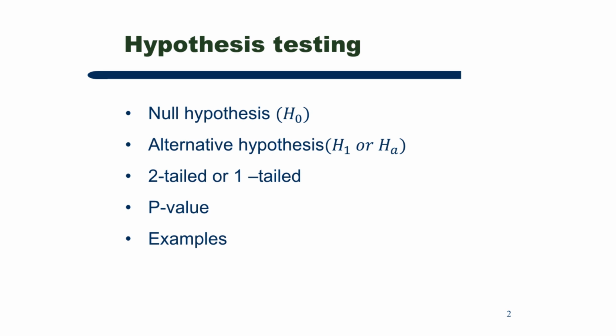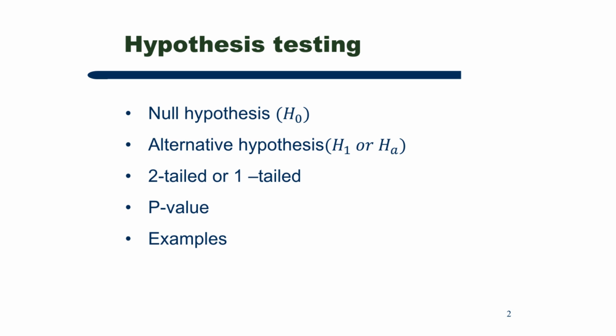Key elements of hypothesis testing. Null hypothesis, H0. This is the default assumption or claim that there is no effect or no difference. For example, there is no difference in the average height of this child compared to others. Alternative hypothesis, H1 or HA. This represents what we want to test or prove. It suggests a difference or effect exists. For example, this child is shorter than the average.